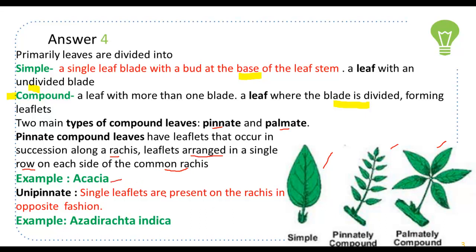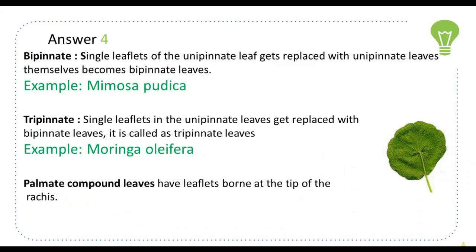This pinnate compound leaf is further divided into unipinnate, bipinnate or tripinnate. In unipinnate, single leaflets are present on the rachis in opposite fashion. Example of unipinnate leaf is Azadirachta indica. Next is bipinnate. In bipinnate, single leaflets of the unipinnate leaf get replaced by unipinnate leaves themselves. Example is Mimosa pudica. In tripinnate leaf, they are replaced by bipinnate leaves. An example is Moringa oleifera.